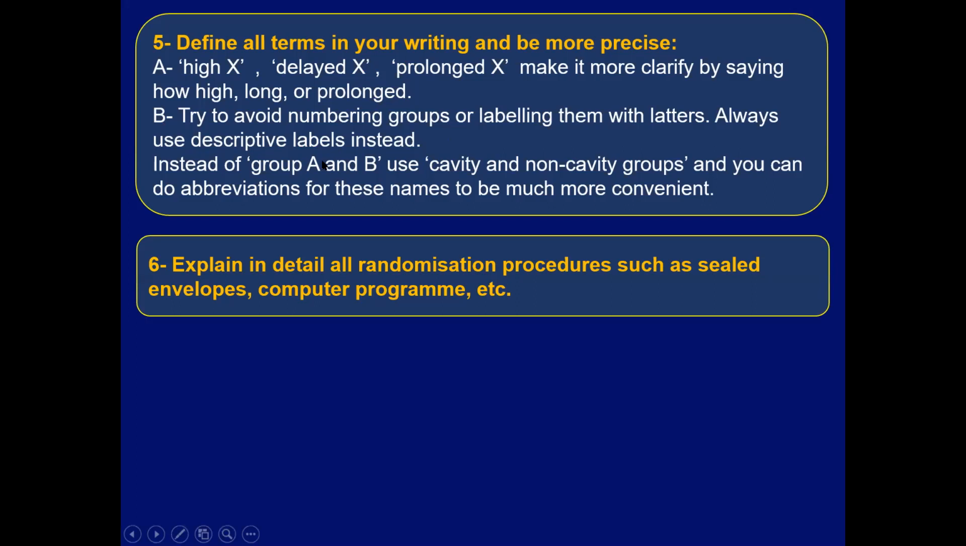Explain in detail all randomization. If your topic involves any kind of randomization, you need to write much more detail about the randomization procedures. For example, whether it was a sealed envelope randomization technique or a computer program technique, etc. How you did the randomization exactly, not just one or two words. You have to describe the details of that randomization in sentences to make it clear to the readers.